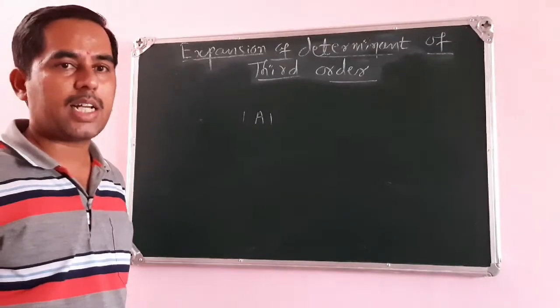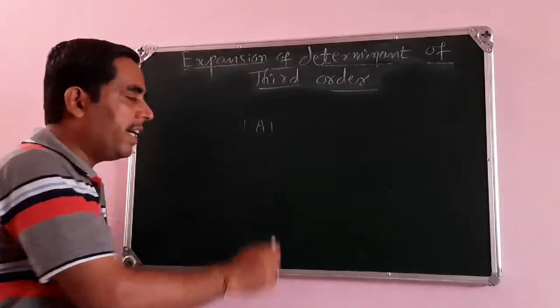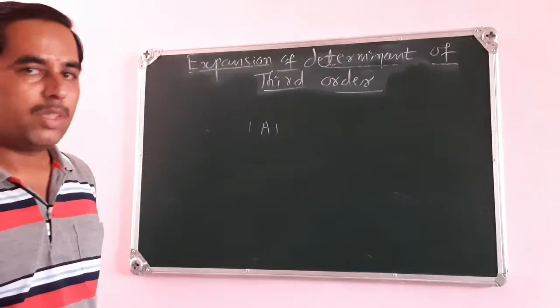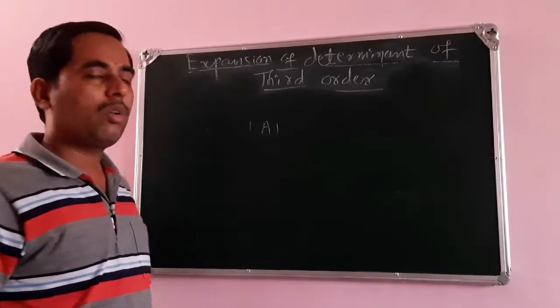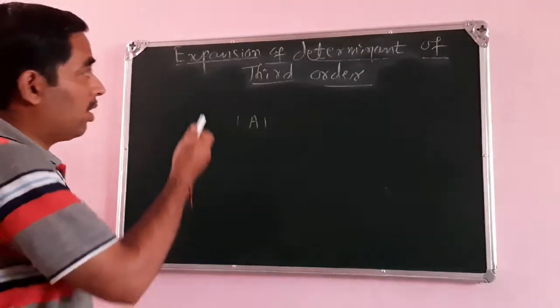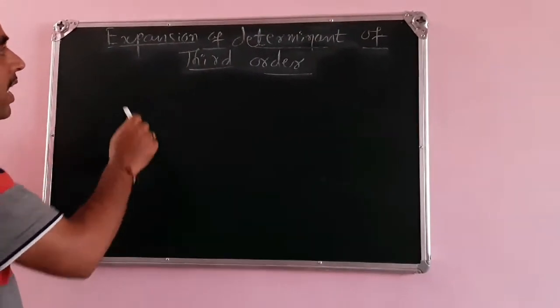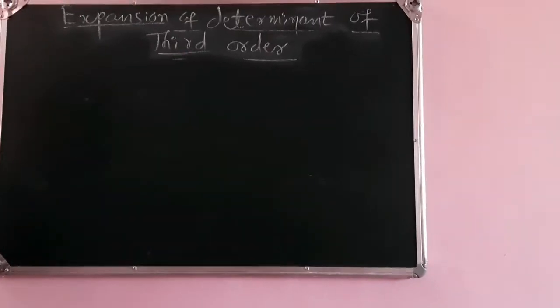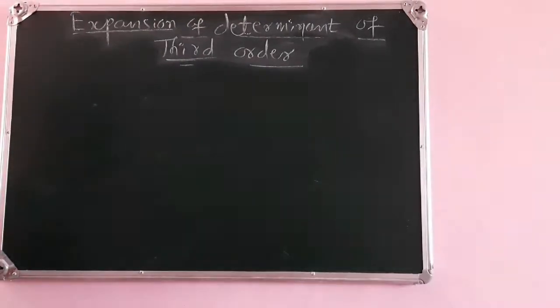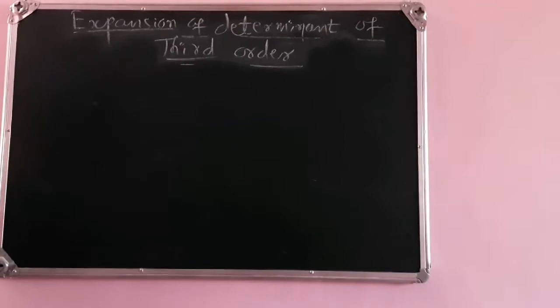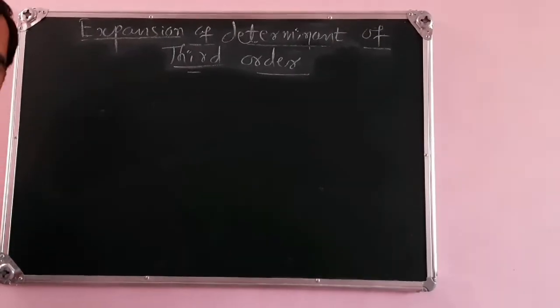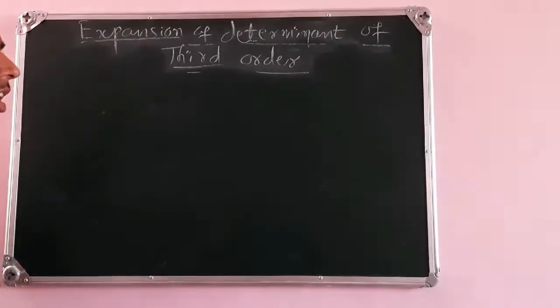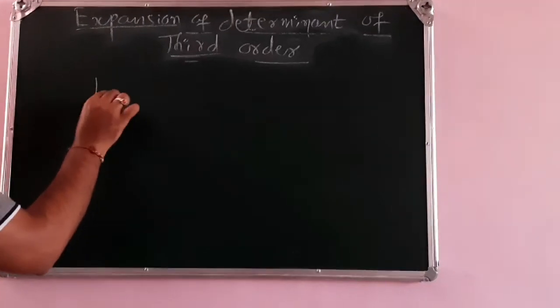As we discussed in the last class, a determinant is a function which associates a real number to every square matrix. So here, we are observing the expansion of a determinant of third order. What happens if I consider the determinant of third order, 3 cross 3? How do we expand the third order determinant? Let us consider the determinant of third order.